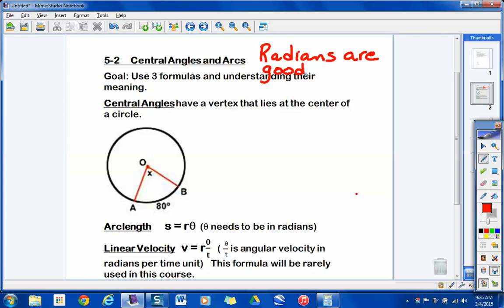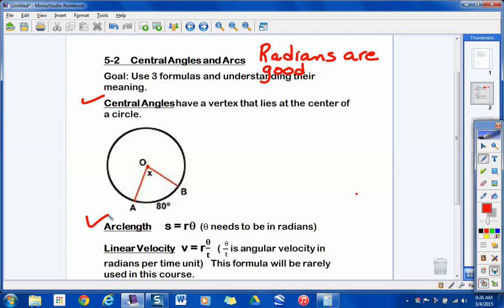One thing I'm not going to get too excited about here is the linear velocity one down here. I'll show you what that formula looks like here in a second, but I'm not going to get too excited about it. What I'm really worried about today is central angles right here and arc length. Okay, so let's talk first of all central angle.